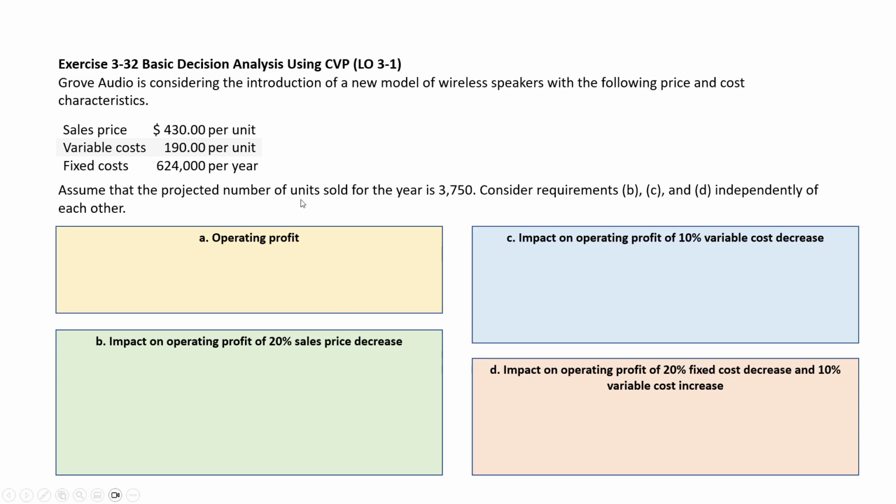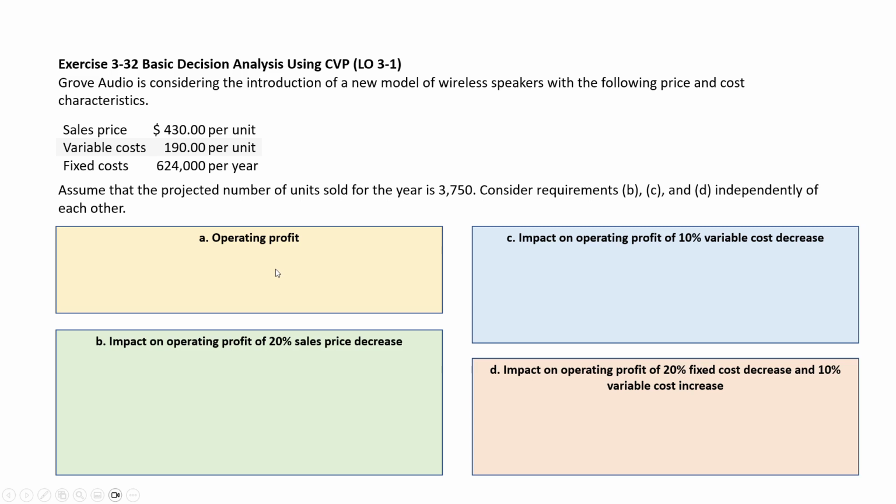And the original projection is we're going to sell 3,750 units. Original projection is the selling price would be $430 per unit. Variable cost per unit would be $190. And our fixed costs in total for the year would be $624,000.